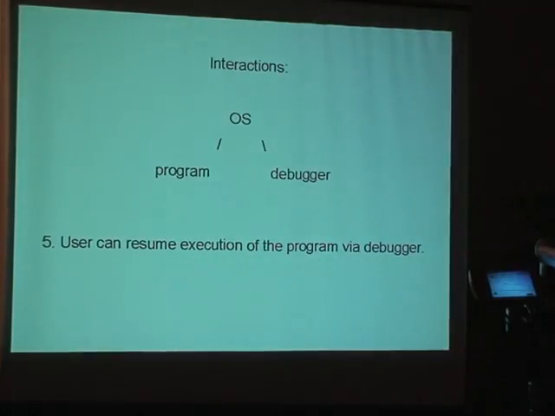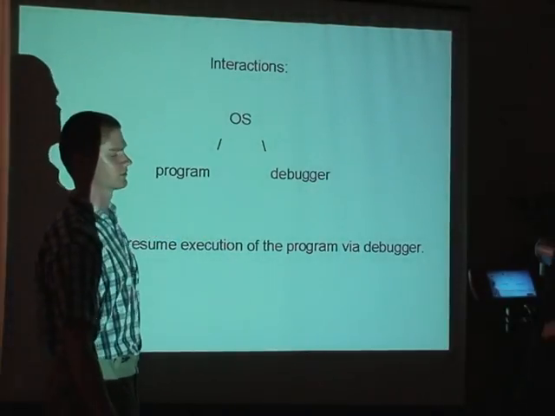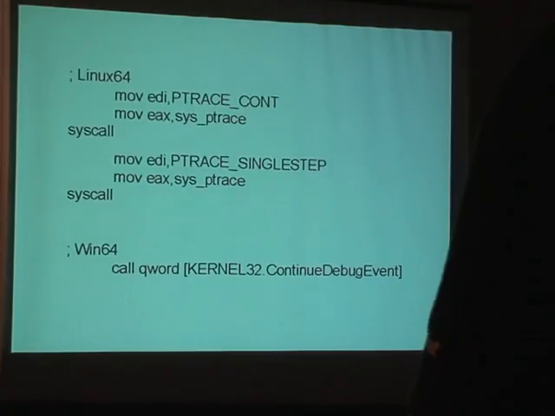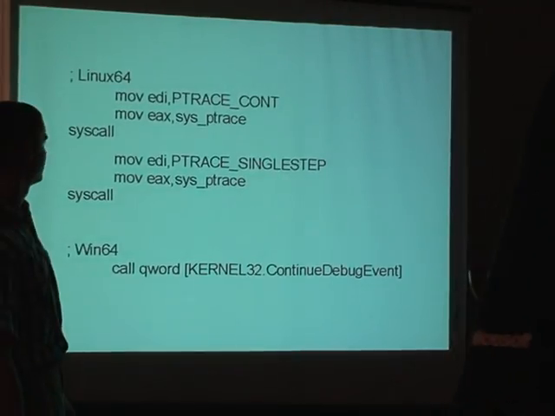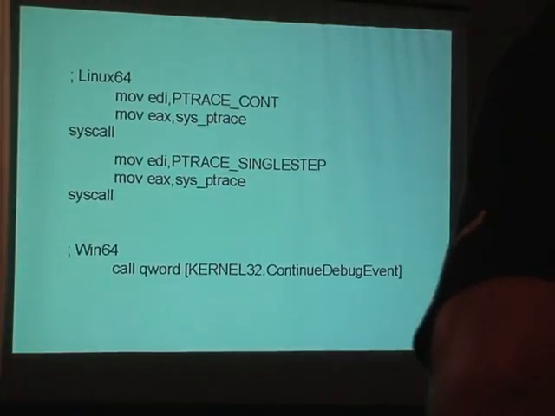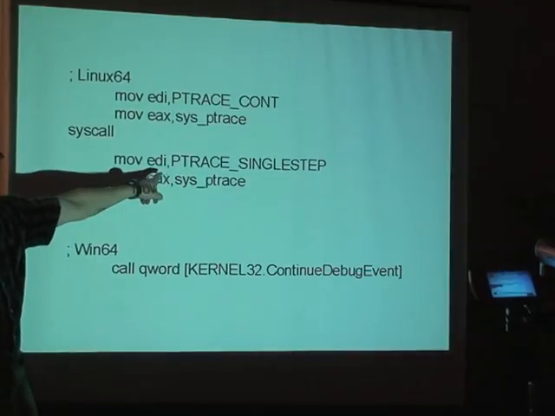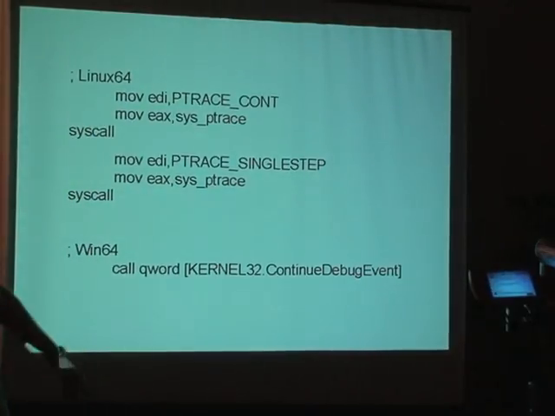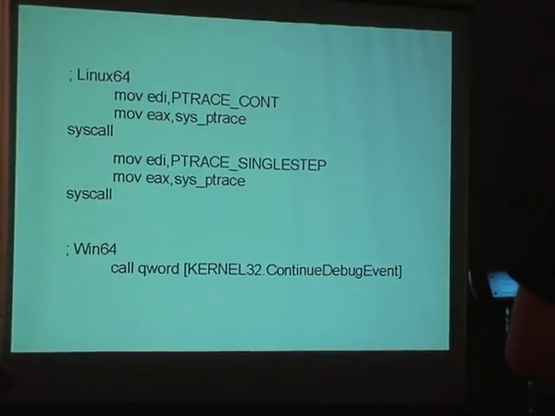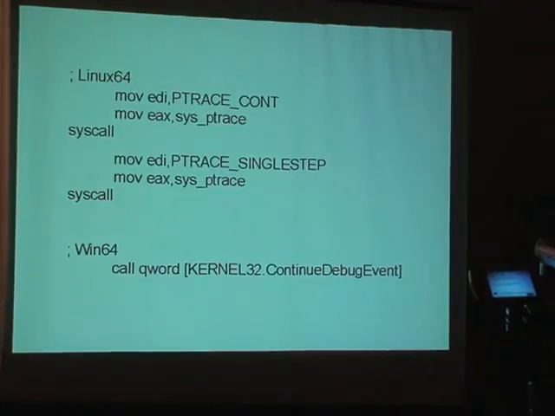As a fifth step, the user can resume the execution of the program via the debugger, thanks to these system calls. In Linux, again, sys_ptrace with parameter ptrace continue, or another possibility which does only a single step with ptrace single step. This second only turns on the trap bit of the flags register, as I showed you several slides before. In Windows, it is the system call ContinueDebugEvent.